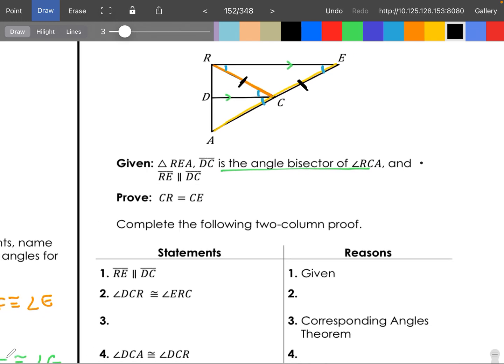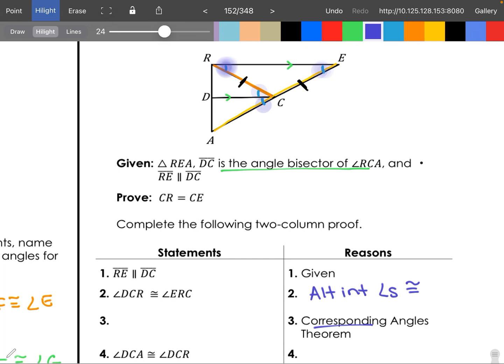Let's go ahead and get back to it. We have our given, and now we're trying to prove that angle DCR is congruent to angle ERC. So DCR and ERC, that is going to be this angle here and this angle here. Those are alternate interior angles, which are congruent. Then the next step is the corresponding, and we saw the corresponding. Those corresponding would be this one right here and that one right there.